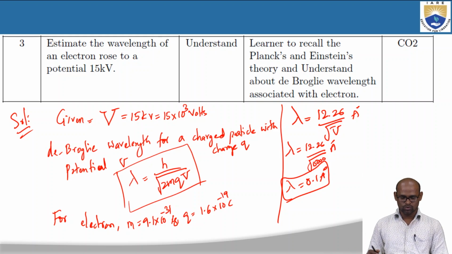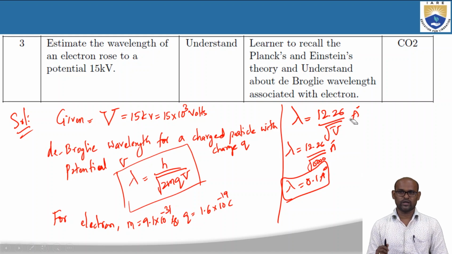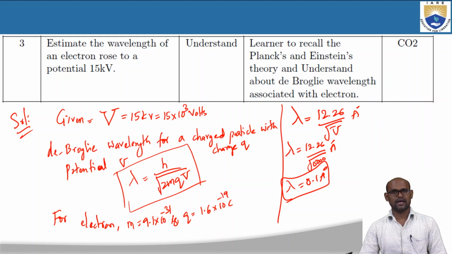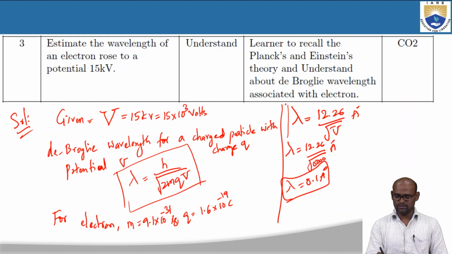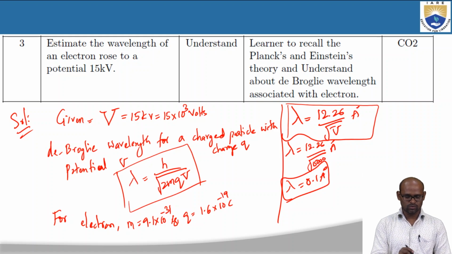Here again we have used the de Broglie wavelength formula, but for a charged particle. By substituting the values of the electron mass and charge in the de Broglie wavelength equation, we have simplified it to lambda is equal to 12.26 by square root of V angstroms for an electron. If the problem is based on an electron experiencing some potential, you can directly use this formula, where V is the potential. Let us go to the next problem.